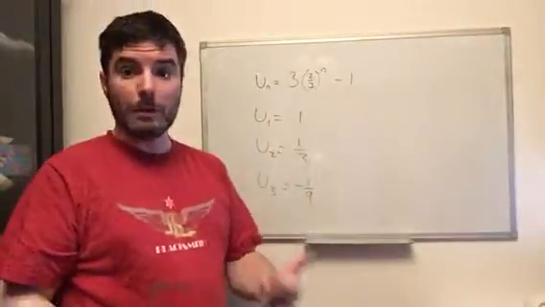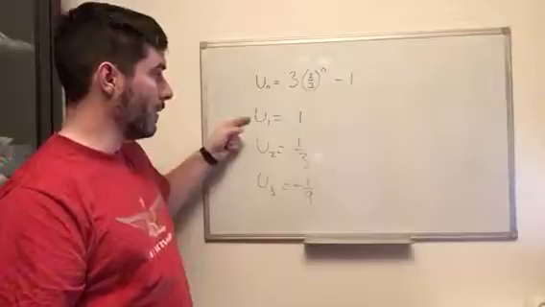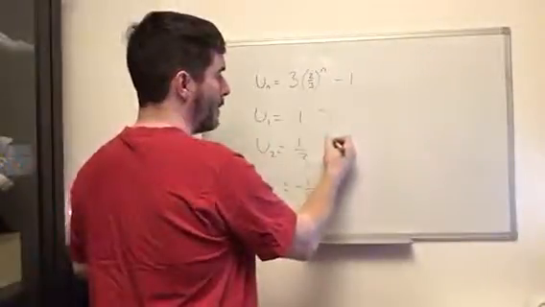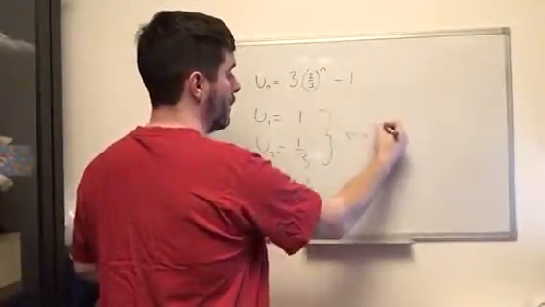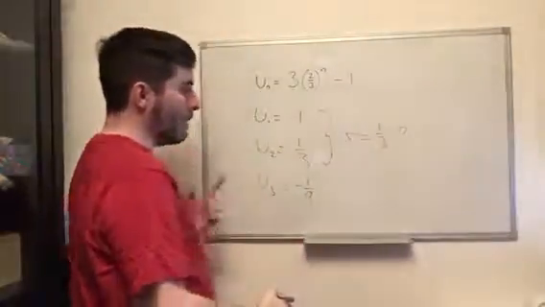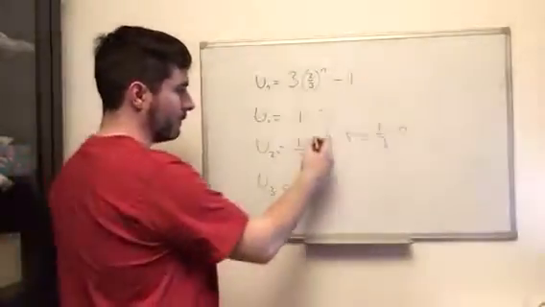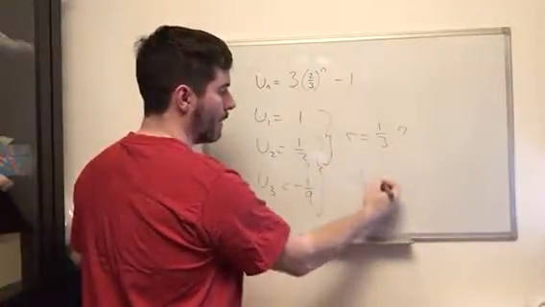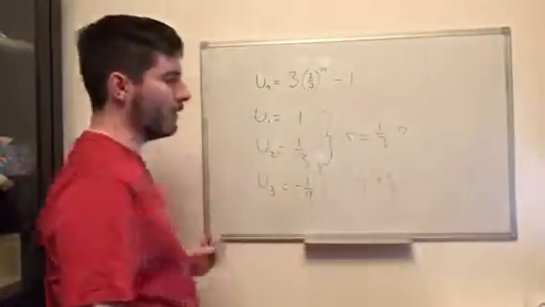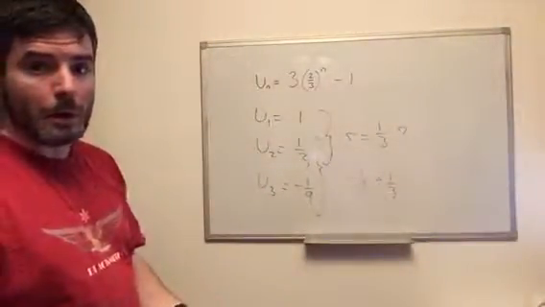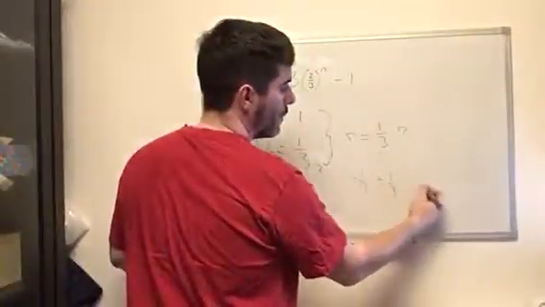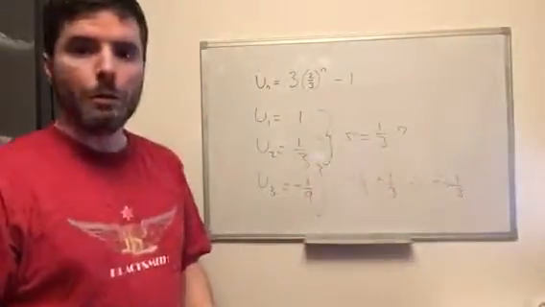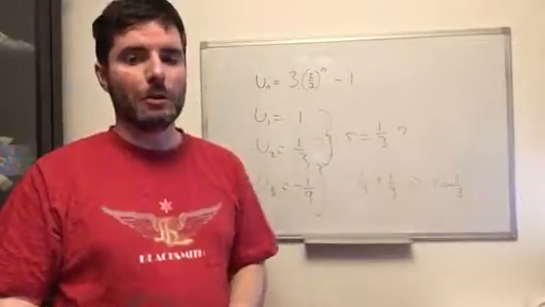To get a common ratio, we can divide subsequent terms. U2 divided by U1, well, anything divided by 1 is itself. So from here, we might think that the common ratio equals 1/3. But then if we check here, minus 1/9 divided by 1/3 is the same as minus 1/9 times by 3, which would give us a common ratio of minus 1/3. Well, that's not a common ratio at all. So this is not a geometric sequence.